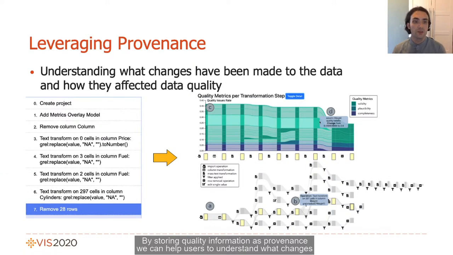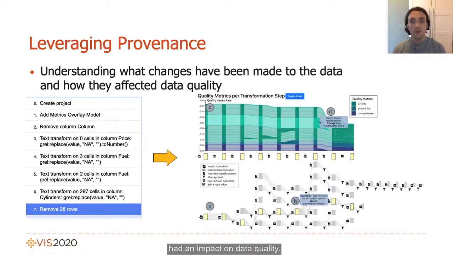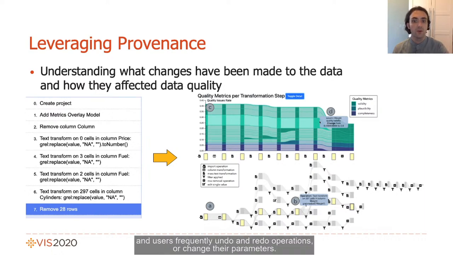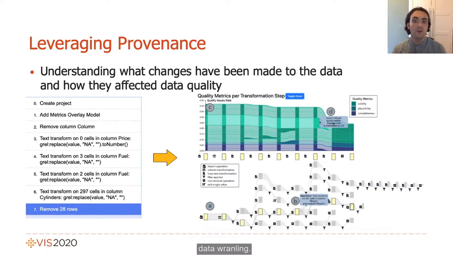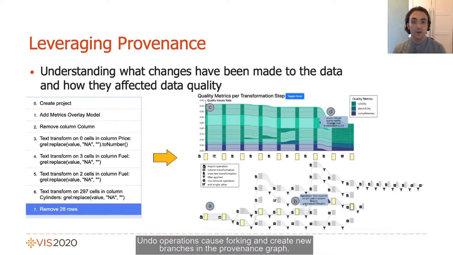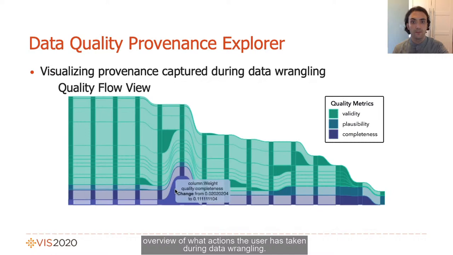By storing quality information as provenance, we can help users to understand what changes had an impact on data quality. Data wrangling is rarely a linear process, and users frequently undo and redo operations or change their parameters. The linear sequence we see on the left here is often only the latest path the user has taken during data wrangling. Undo and redo operations cause forking and create new branches in the provenance graph. By logging all operations applied, including undo and redo steps, we record a more comprehensive overview of what actions the user has taken during data wrangling.